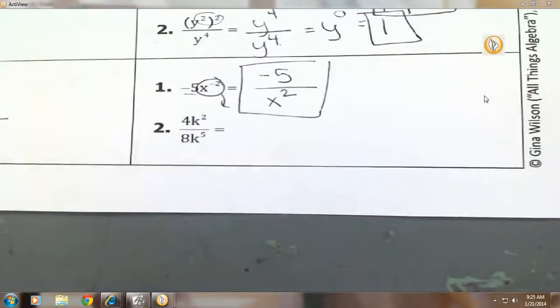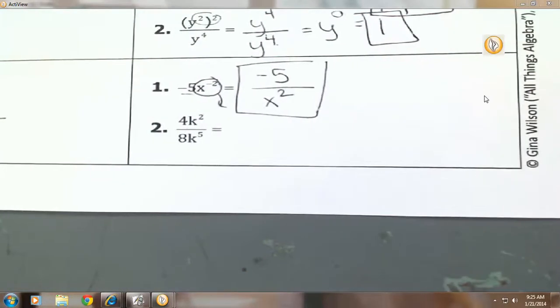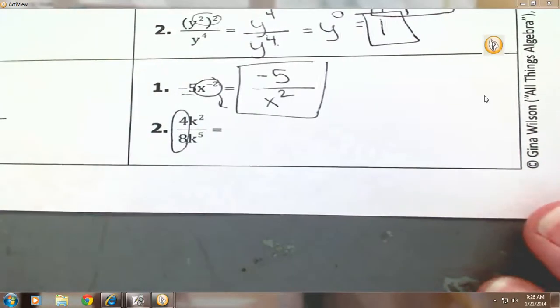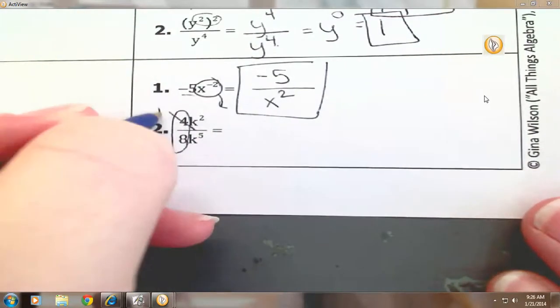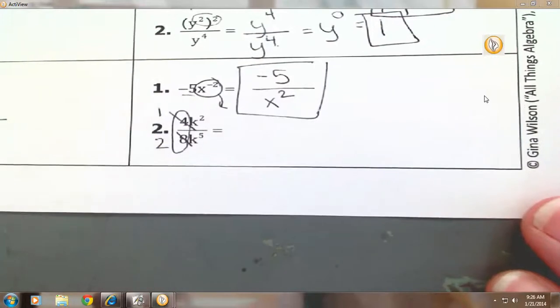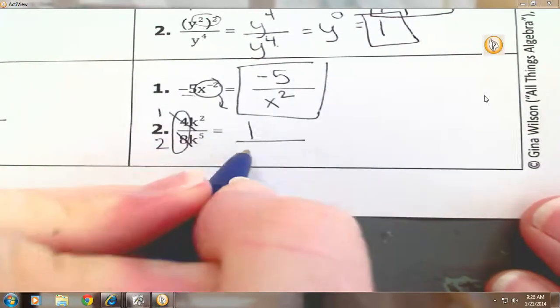Number 2. What would you do first? I wouldn't subtract first. 4 eighths. What goes into 4 and 8? 4 goes into 4 once and into 8 2 times. We have 1 over 2.